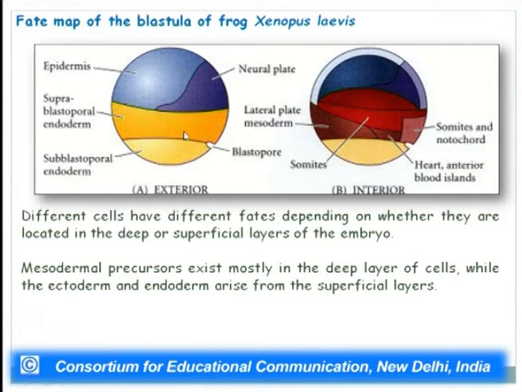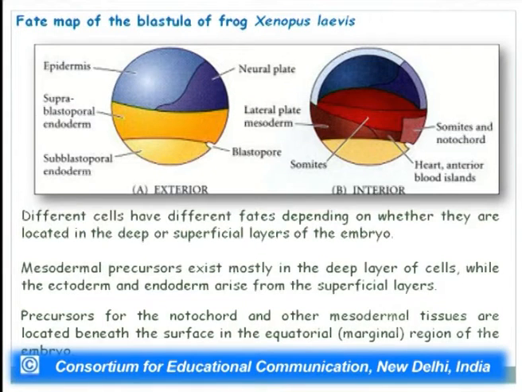So, this is what the fate map looks like, and then we have to follow the gastrulation of these individual layers. The precursors for the notochord and other mesodermal tissues are located beneath the surface in the equatorial region of the embryo. So, the mesodermal precursors, basically the chorda mesoderm, are lying in this marginal zone beneath the surface in the equatorial region.